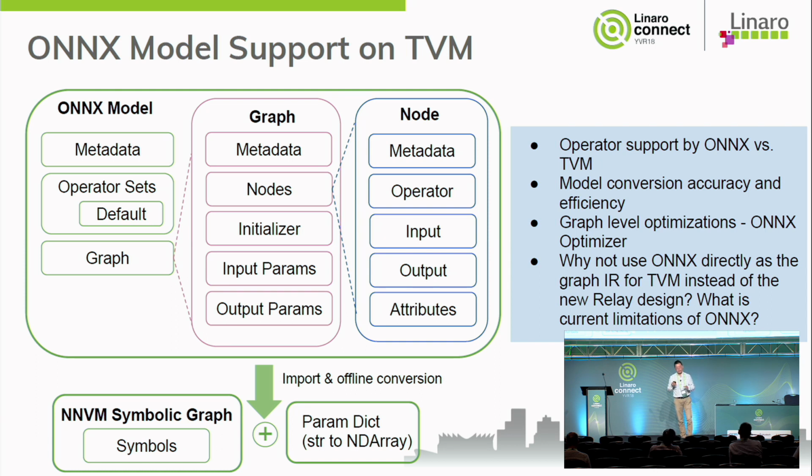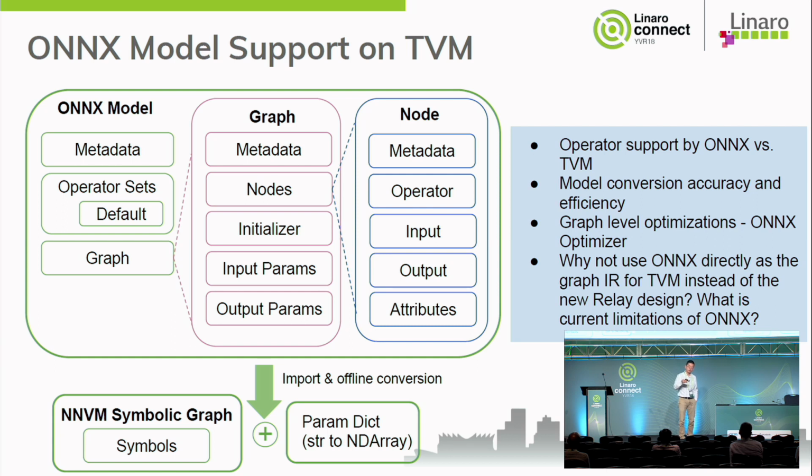Somebody may ask, why not use ONNX directly as the graph IR in TVM? Because they are quite similar, they are both computational graph IRs. It's a good question, I think. There is also some discussion in the community about this. It looks like there are still some limitations of ONNX for TVM.